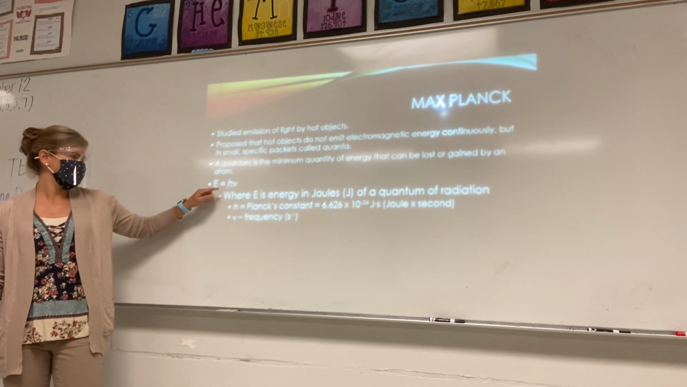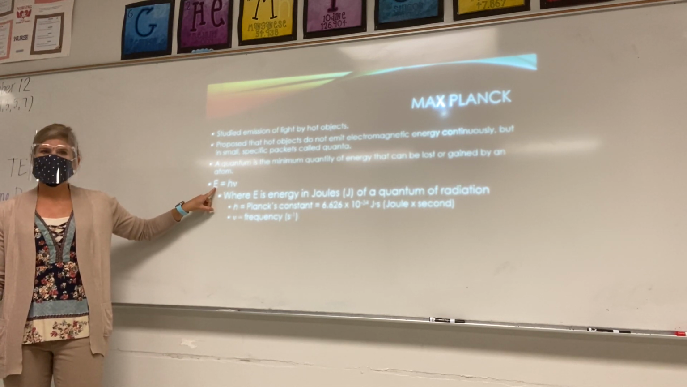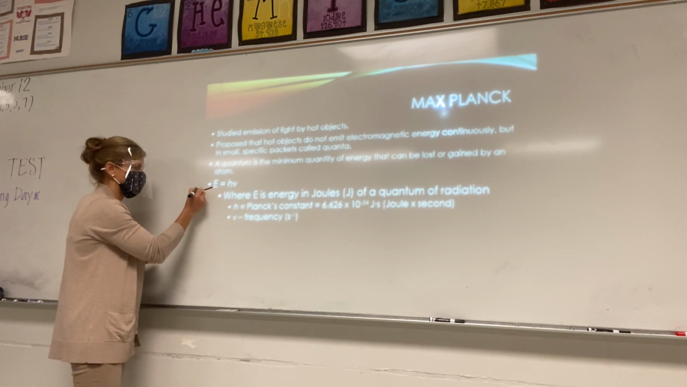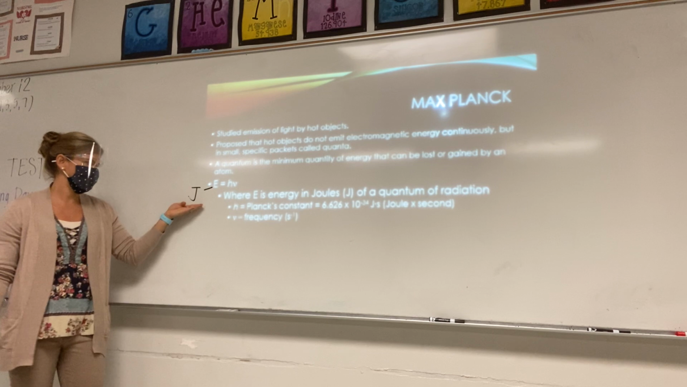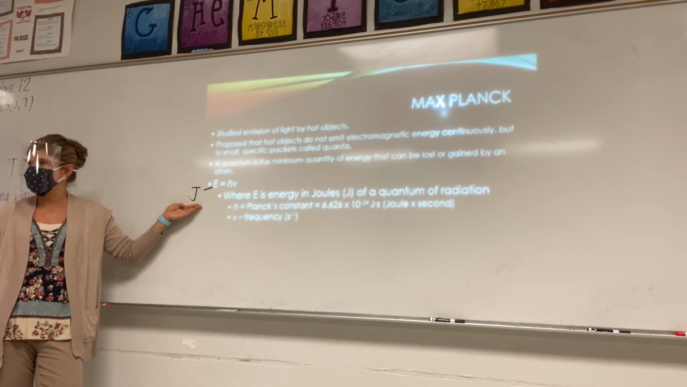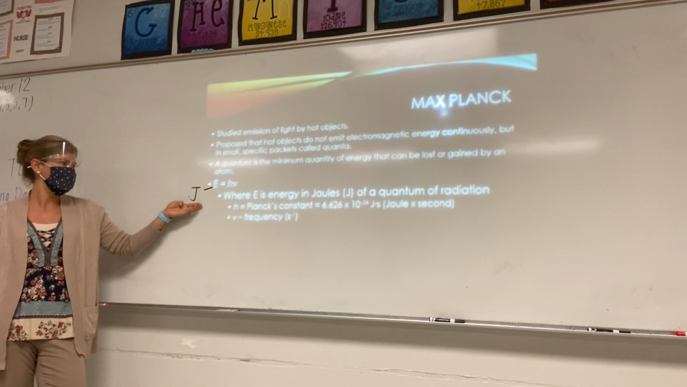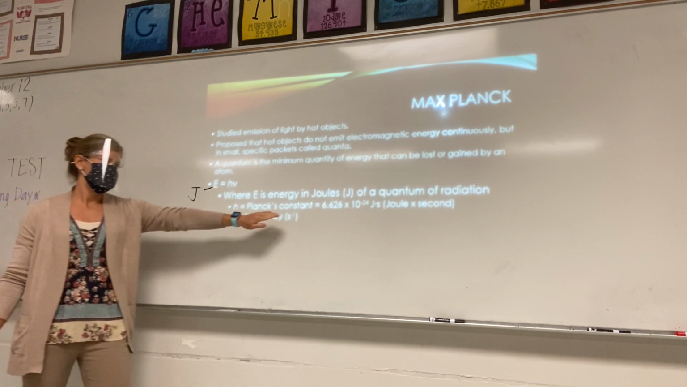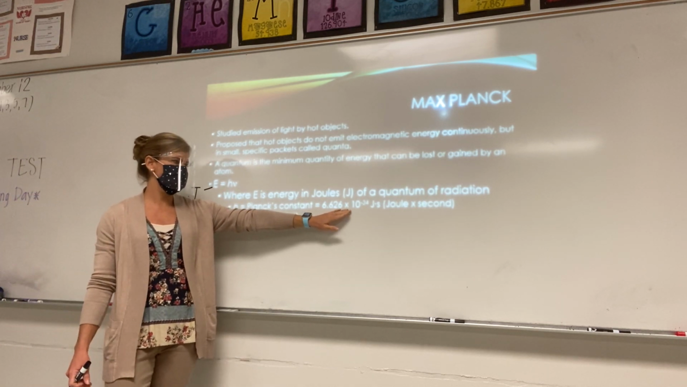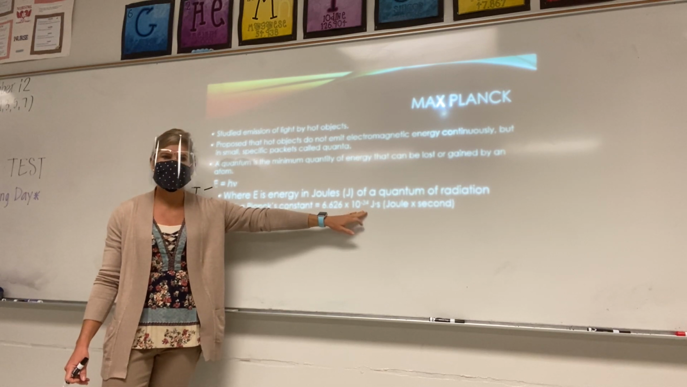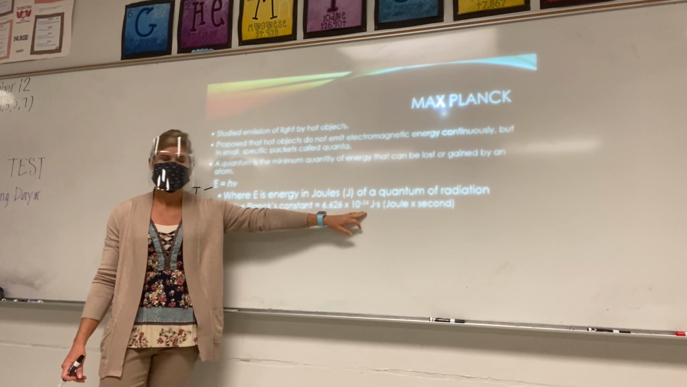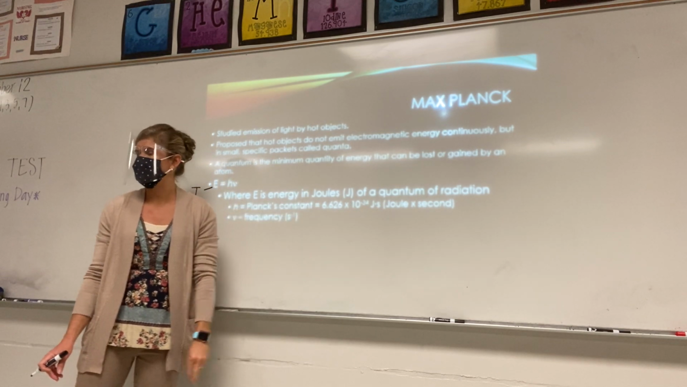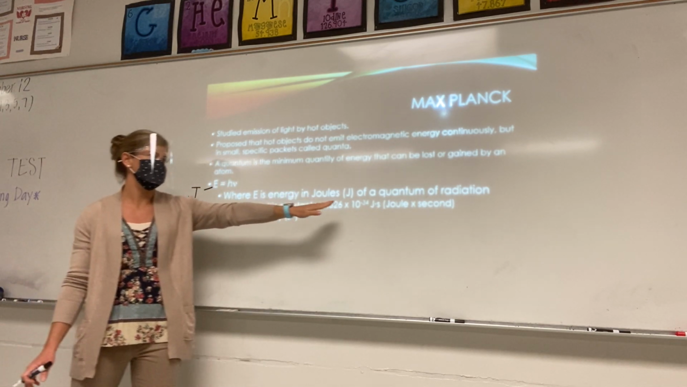You need to know this formula. E is the energy. It must be in joules. The abbreviation is J. Those are the units for energy. H here is Planck's constant, 6.626 times 10 to the negative 34 joule times second. Those are the units for Planck's constant. Joule times second.